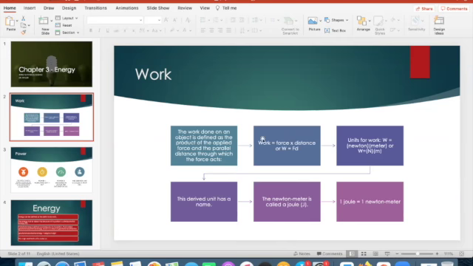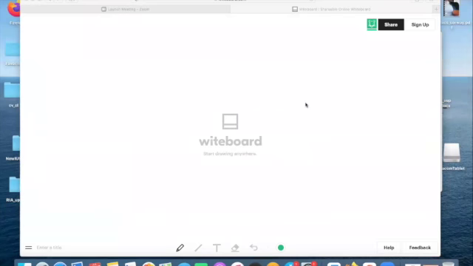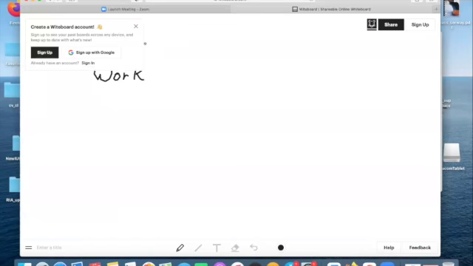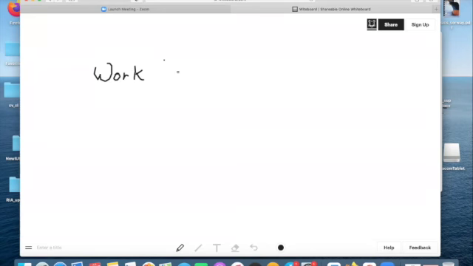All right, so if we go over to the whiteboard, work is denoted by W. Don't forget that weight was also denoted by W. So a lot of these letters will be getting reused.